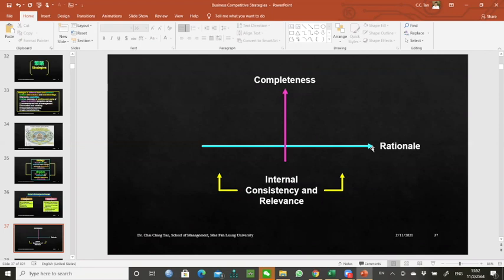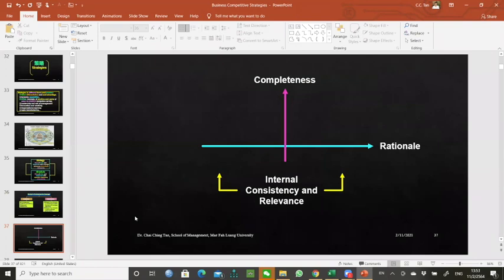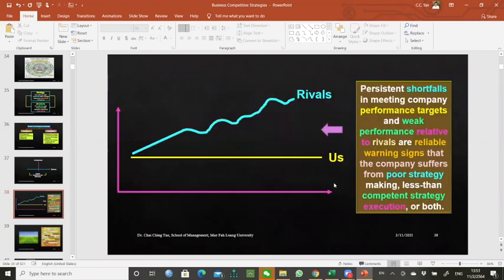What you are talking about, from supply chain all the way to the demand side: are they internally consistent, are they relevant to each other, and are they relevant to your strategic goal? And so we are talking about all these qualitative criteria. So you can use the qualitative criteria, or you can use the quantitative criteria to demonstrate.